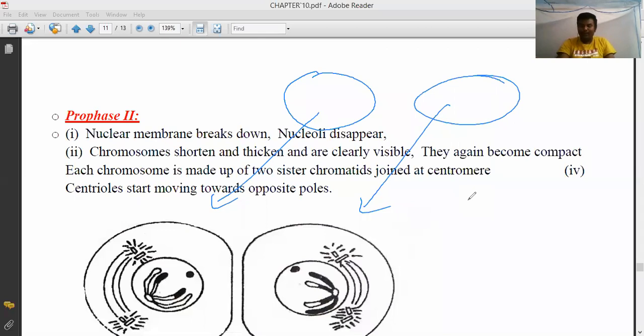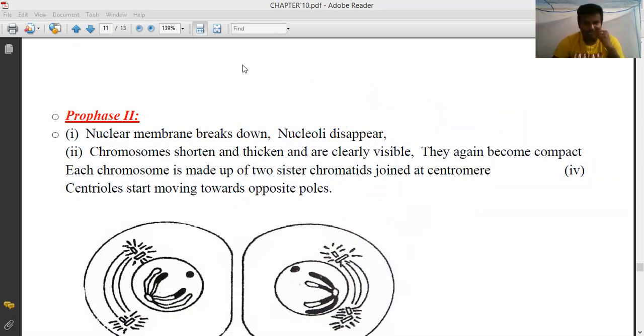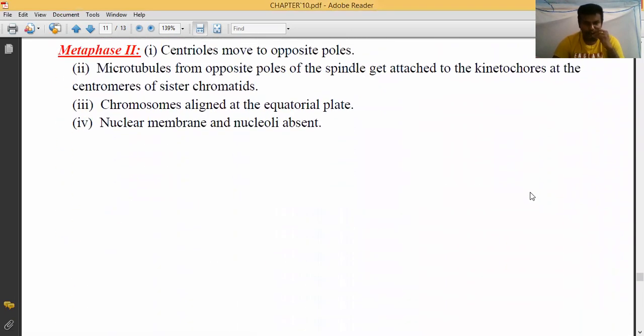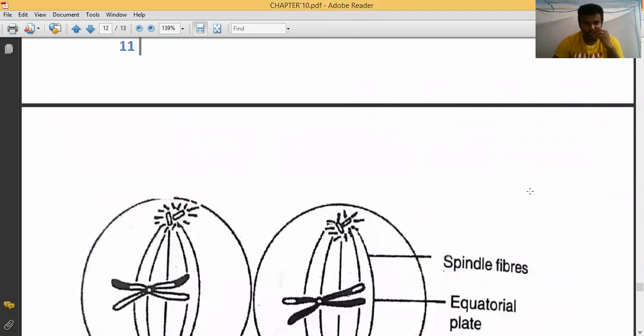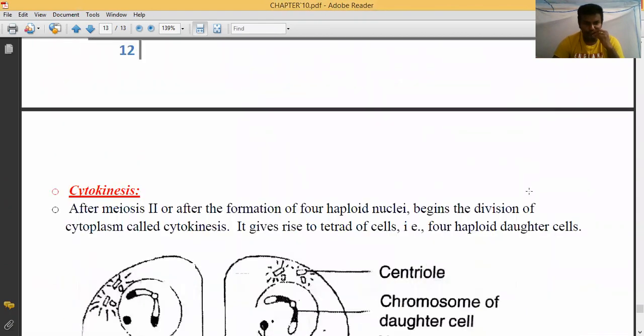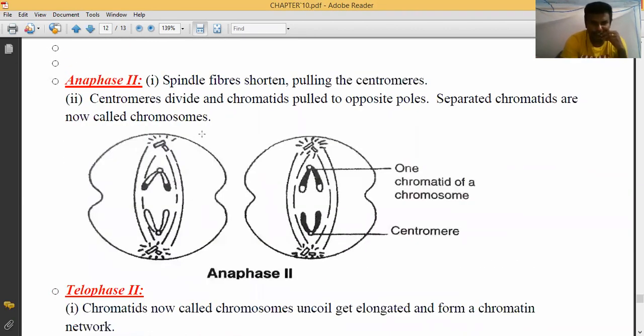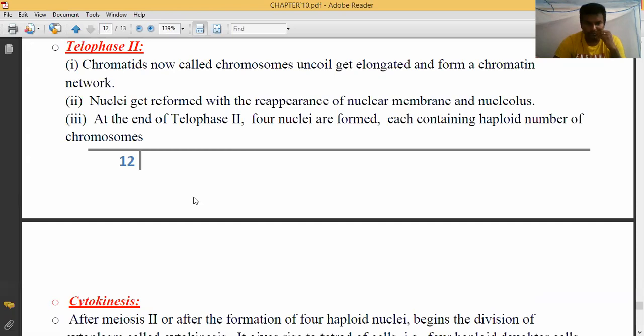Mitosis divisions are similar to meiosis 2 divisions. Whatever divisions happen in mitosis, the same happens in meiosis 2. As a result of meiosis 1, two cells are formed. Those cells undergo prophase 2, metaphase 2, anaphase 2, telophase 2, and finally cytokinesis. Here see telophase 2. This is anaphase 2, which becomes four cells.